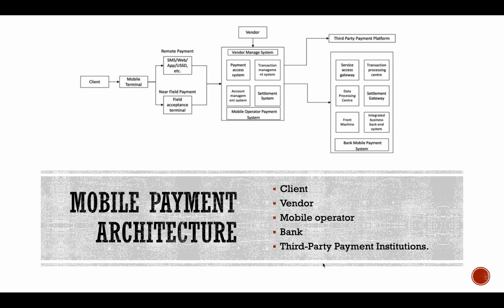Next, we are going to talk about the payment architecture. Typically, there are five major components in a mobile payment system as shown in the figure. They are client, vendor, mobile operator, bank, and third-party payment institution. All details of the technical principle are explained in the report.